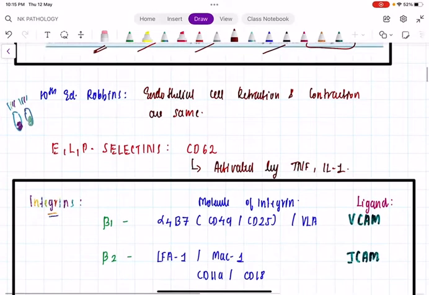Then we have different groups of selectins. Selectins come in rolling adhesion, that is the recruitment of leukocytes. In that process, we have endothelial selectin, leukocyte selectin and platelet selectin. What is the CD marker here? CD marker is nothing else but CD62. Remember, these selectins are activated again by TNF and interleukin 1. Okay, all these are straight one-liners.